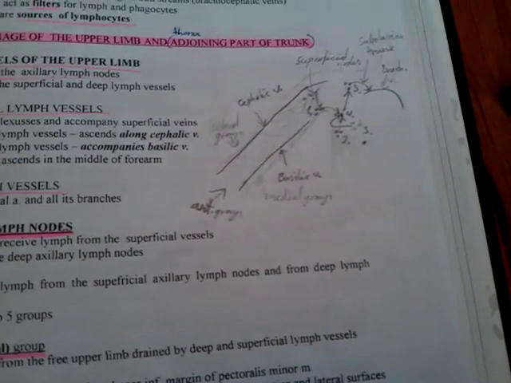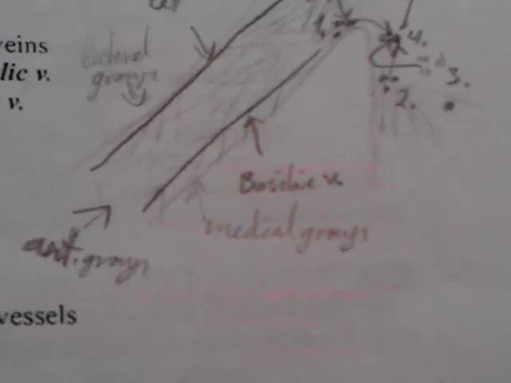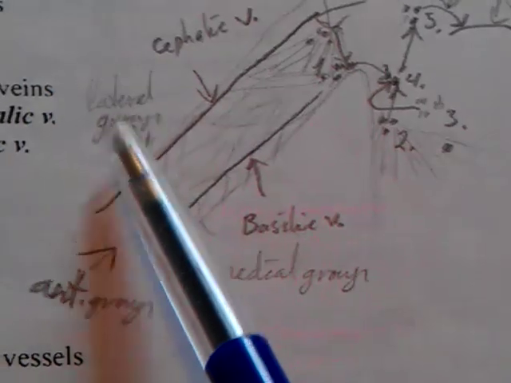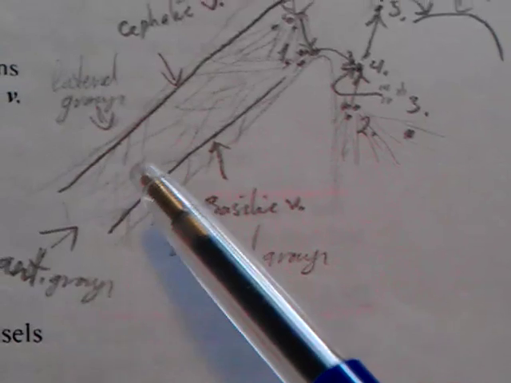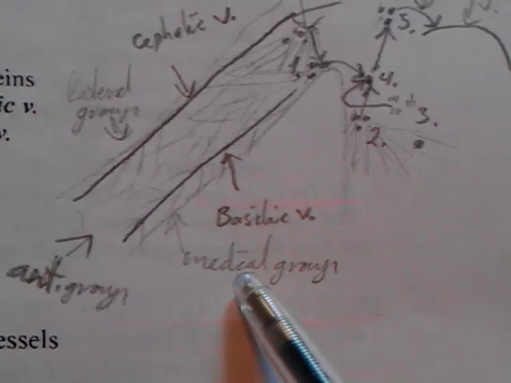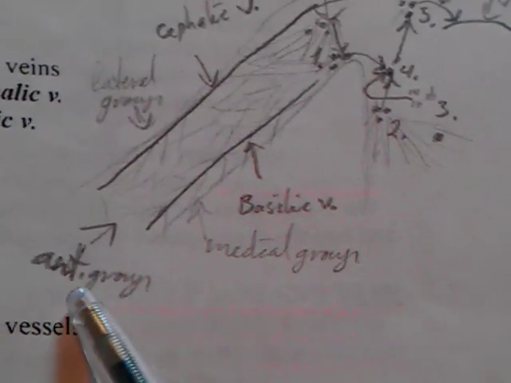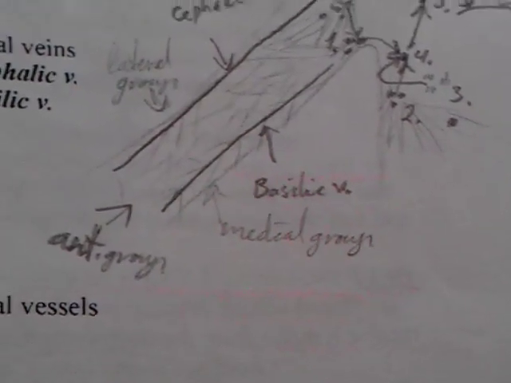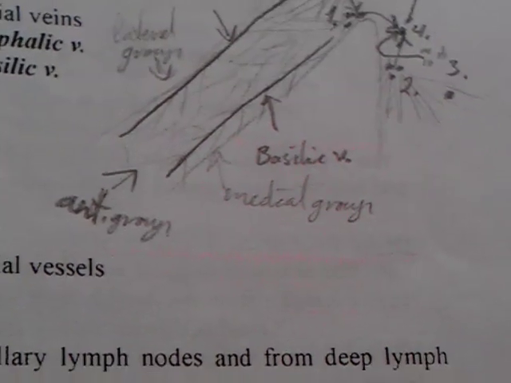The superficial lymph vessels start in the digital plexus of the hand and accompany the superficial veins. We have the lateral group of lymph vessels, which ascends along the cephalic vein. We have the medial group of lymph vessels, which accompanies the basilic vein. And then we have the anterior group, which ascends in the middle of the forearm. Then we have the deep lymph vessels, which accompany the brachial artery and all its branches.